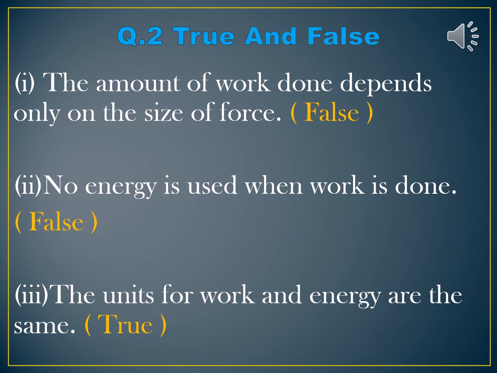Question number 2. Part 1. The amount of work done depends only on the size of force. Is it true or false? Yes, it is false, because the amount of work done depends on the size of force, as well as the distance moved. So work done depends upon two things, which are force and distance. Now write down false in front of the statement on your book.